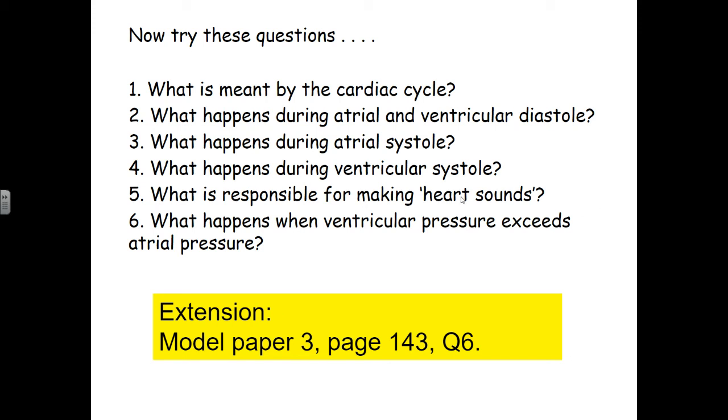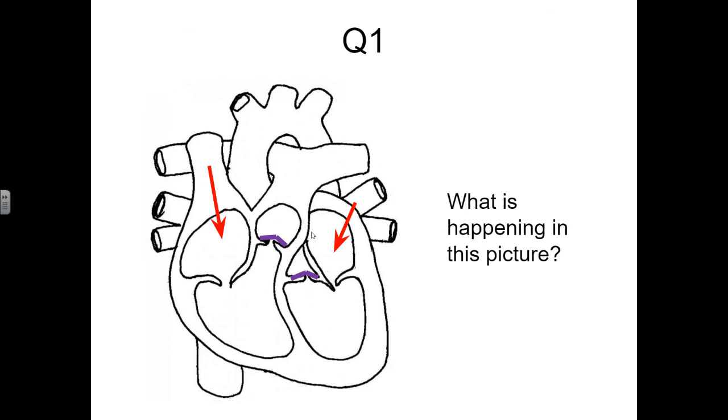What's responsible for making the heart sounds? The lub sound is caused by ventricular systole when the AV valves are closed, and the dub sound is caused by atrioventricular diastole, when the arterial pressure exceeds the pressure within the ventricles, and that is the answer to 6.